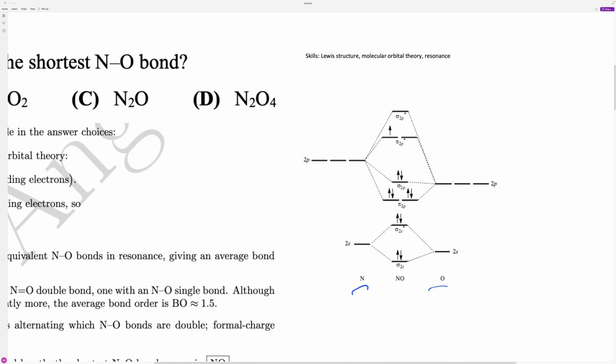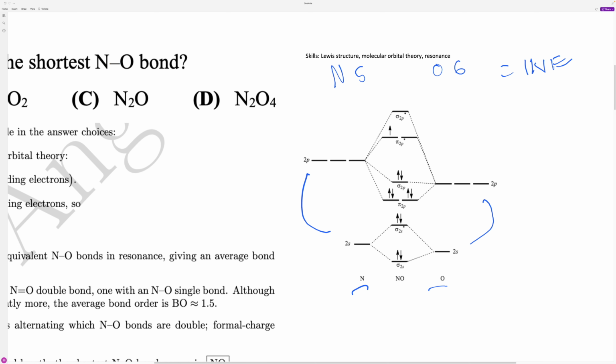So we have nitrogen and oxygen. In this case, they each have 2s and 2p orbitals. So they're going to combine, and their valence electrons are also going to combine. N has 5 valence electrons, O has 6 valence electrons, to give 11 valence electrons.